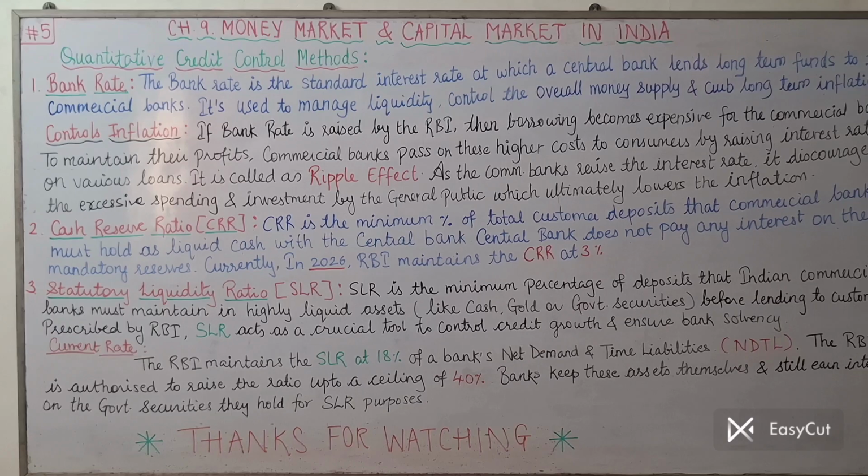So to cover that, they will pass on this higher cost to their consumers, whoever borrow from them. And this is done in the form of raising interest rates on various loans. Now commercial banks issue different types of loans, you must be knowing, like personal loan, business loan, commercial loan, vehicle loan. So all these loans will be costlier to the customers also, and this is called the ripple effect in economics.